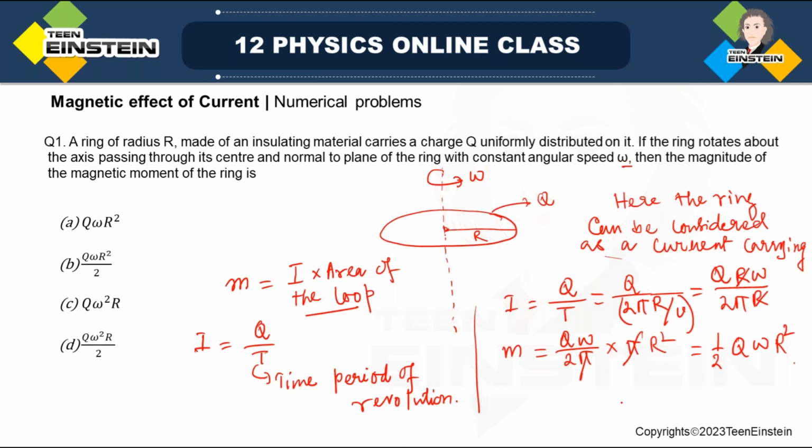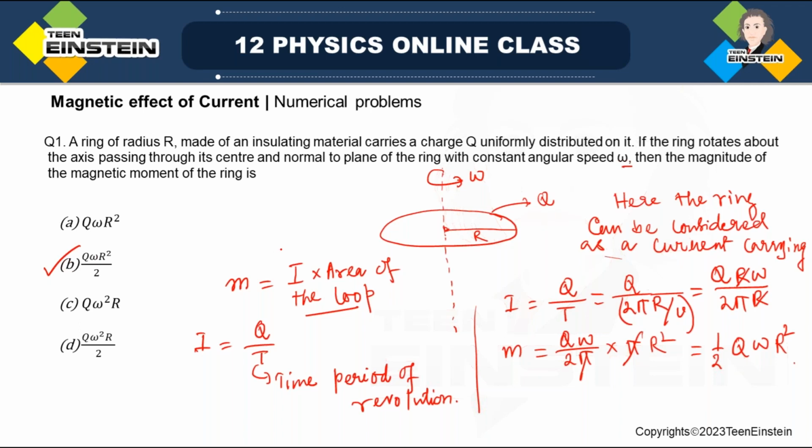So you should not get nervous after seeing the question. You just try to recall what you have done for a current loop to find out magnetic moment, especially for the atomic magnetism. In that way you have to solve this problem. So the answer will be half Q omega R square. So option B will be the correct answer in this problem.